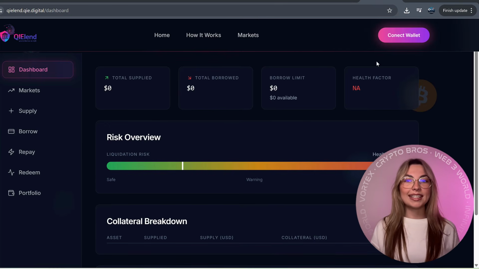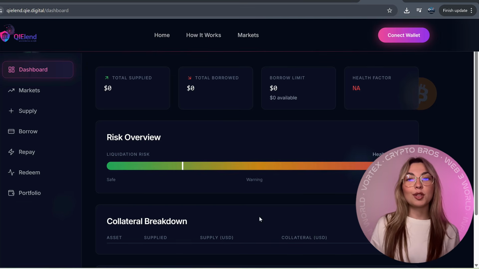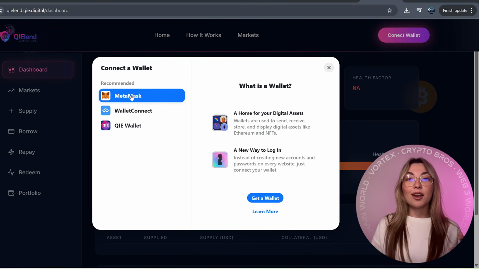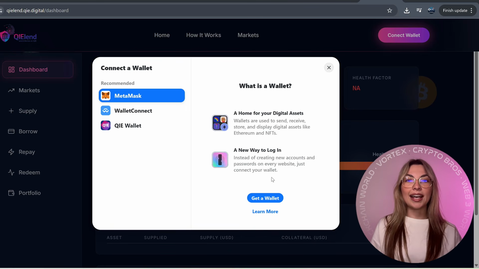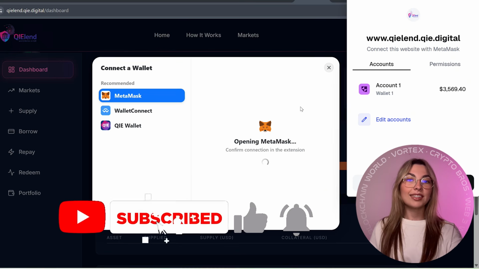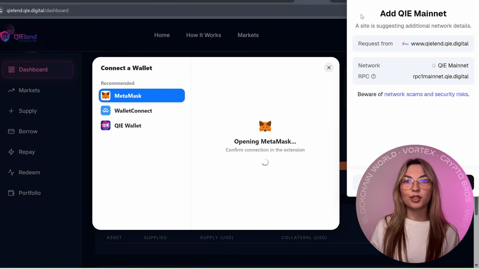Now let's start with the basics. To use QIElend, you first grab the Qi wallet. It's available on Chrome, iOS, and Android, and you can either create a new wallet or import an existing one. Once you're in, you fund it with supported assets. The easiest path in a lot of regions is using Changelly directly inside the Qi wallet where available. That lets you buy crypto and get it onto the Qi chain without juggling multiple sites.